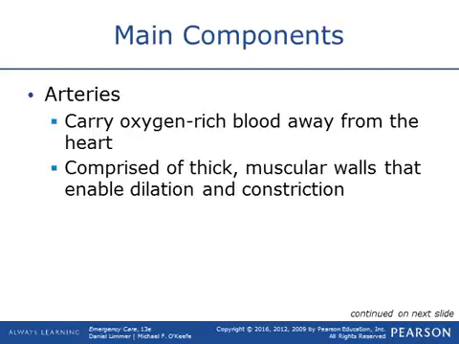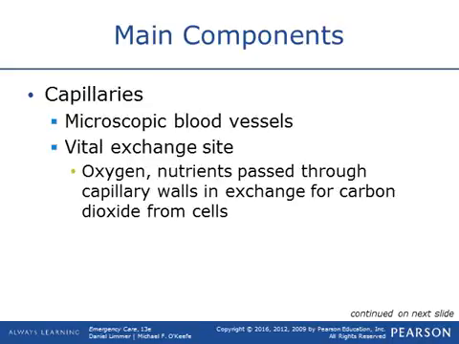Arteries carry the oxygen-rich blood away from the heart. They're comprised of big, thick, muscular walls, so they're able to constrict and dilate depending on what the demands of the body are. Capillaries are the microscopic ends of those blood vessels. That's the exchange site where the oxygen and gas exchange happens at the cellular level.